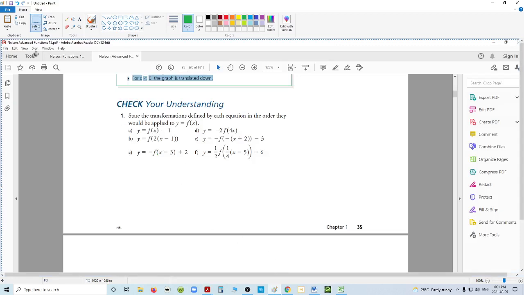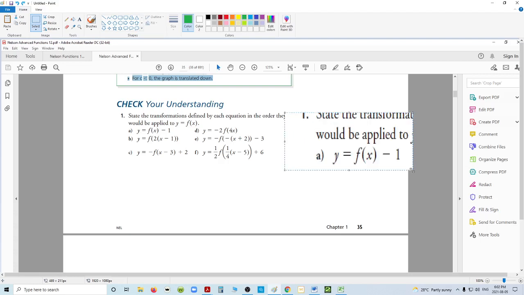Notice here in this question they're just giving you a generic function, f of x, and they're asking you what happens when this happens to f of x. Okay, well, let's see what they did to it. What happens when you take f of x and you do this? Well, let's identify it first. Is it beside the x? No, it's not, so it's not an x transformation.